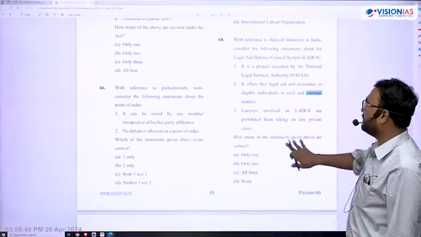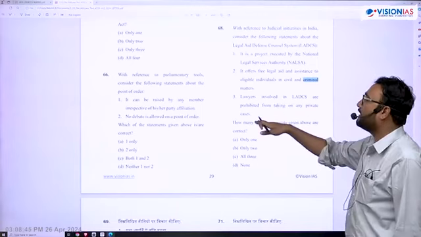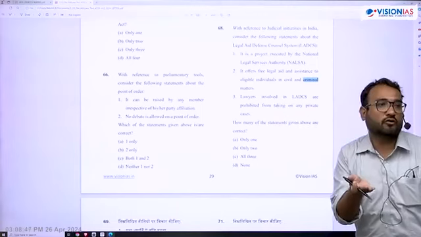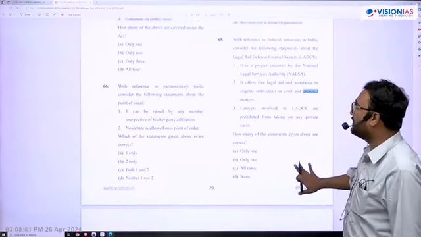This is a correct statement. Lawyers involved in this legal aid defense counsel system are prohibited from taking on private cases so that they concentrate mainly on this. This is a correct statement. Two statements are correct, 1 and 3, so we settle for option B.